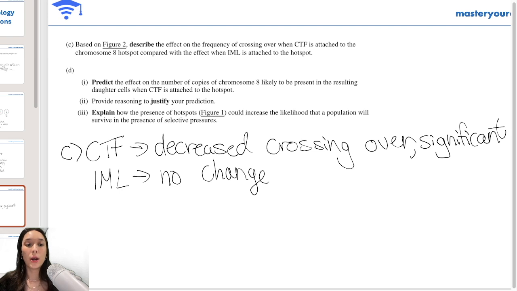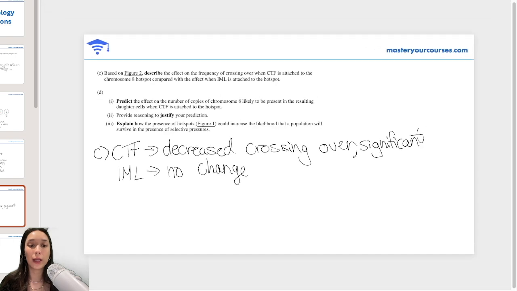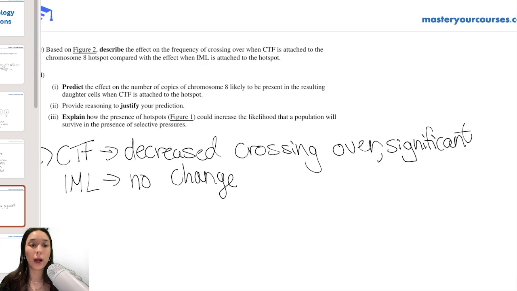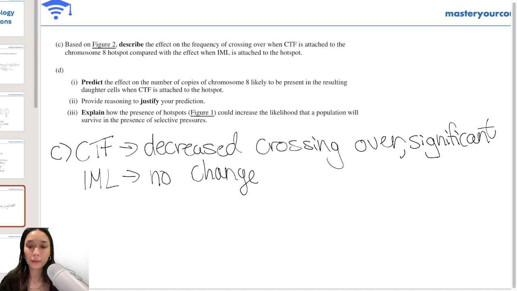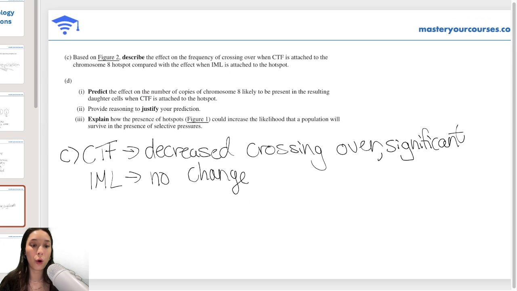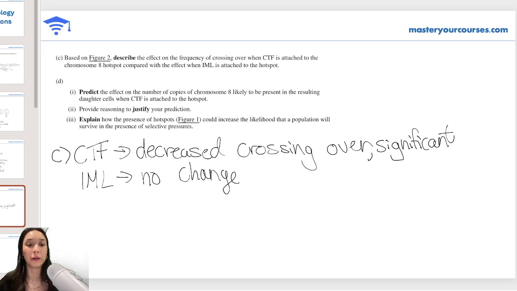Okay, so now for part D, it says predict the effect of the number of copies of chromosome 8 likely to be present in the resulting daughter cells when CTF is attached to the hotspot. Okay, now this one is the rather difficult one, and it requires you to go all the way back to what I highlighted at the very beginning.